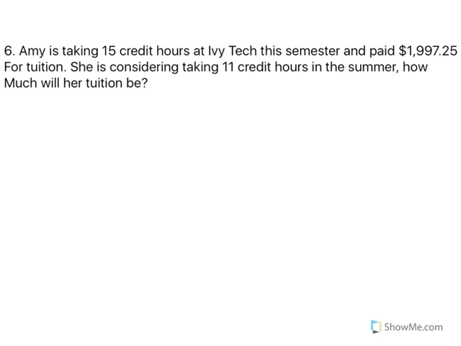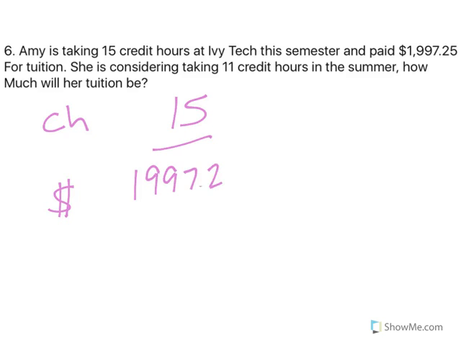Amy's taking 15 credit hours at Ivy Tech and paid some monies. So we are comparing credit hours to money. 15 of them to $1,997.25. She wants to take 11 credit hours this summer. How much will that cost her? So we're trying to figure out the price in terms of proportionality.